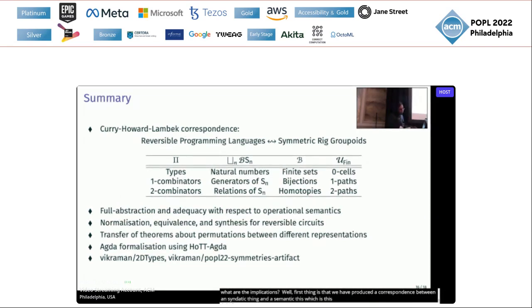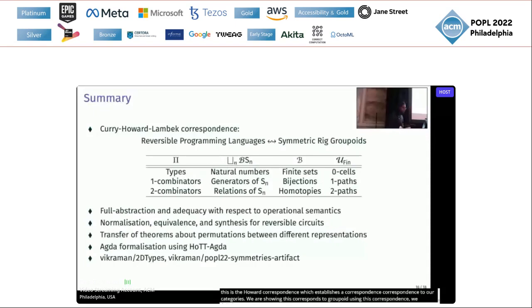So in programming languages, there's the Curry-Howard correspondence, but this Curry-Howard correspondence can also be extended to a Lambek correspondence, which establishes a correspondence with algebraic structures. For example, the simply typed Lambek calculus corresponds to Cartesian closed categories, and here we're showing that reversible programming languages correspond to symmetric groupoids. Using this correspondence, we can answer some difficult questions about the semantics of these languages.